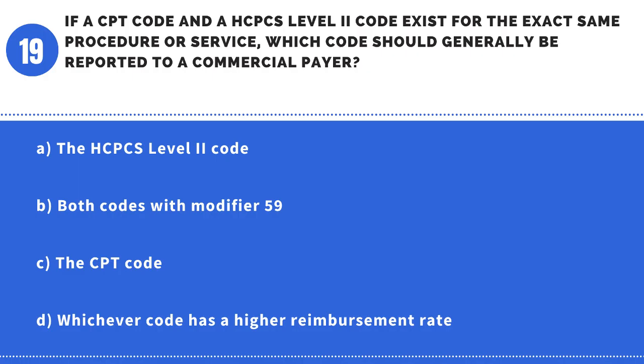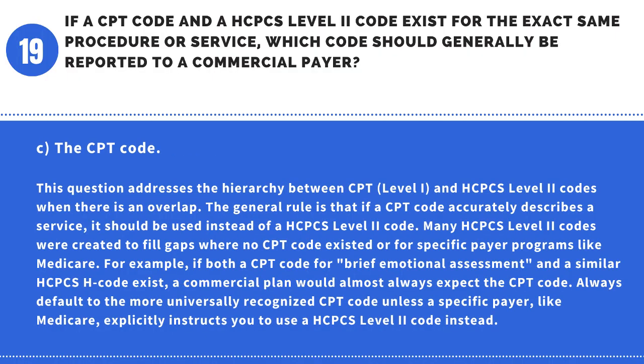Question 19. If a CPT code and a HCPCS Level 2 code exist for the exact same procedure or service, which code should generally be reported to a commercial payer? A. The HCPCS Level 2 code. B. Both codes with modifier 59. C. The CPT code. D. Whichever code has a higher reimbursement rate. Answer: C. The CPT code.